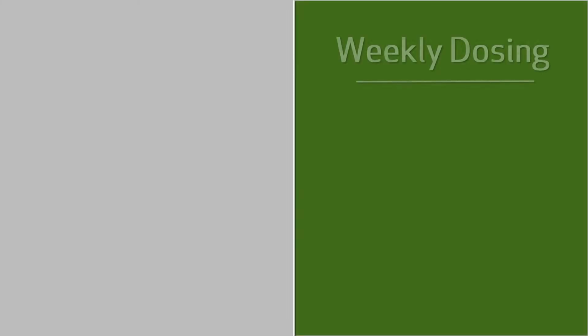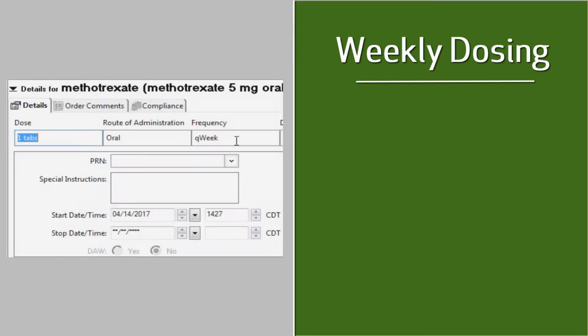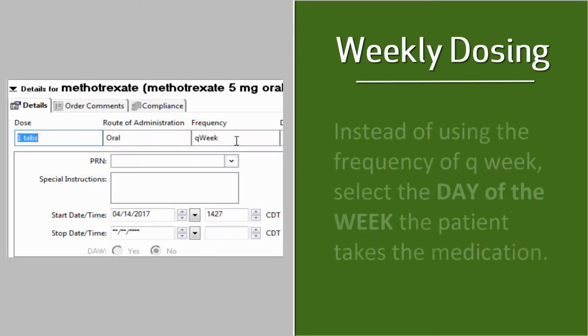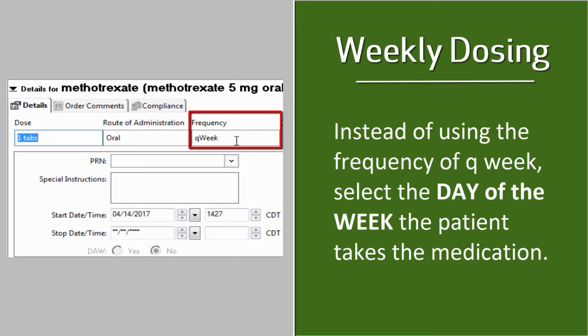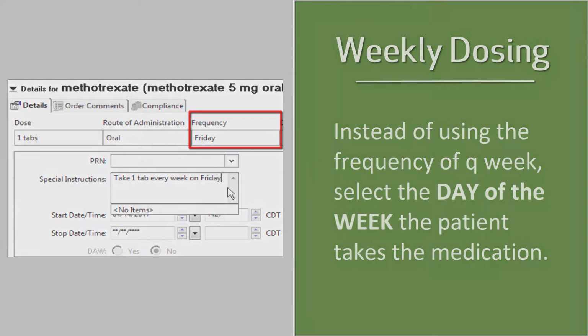Let's look at another example for a medication that the patient states they take once a week, such as methotrexate. Instead of using the frequency of Q week, select the day of the week the patient takes the medication, such as every Friday, from the drop-down options instead.